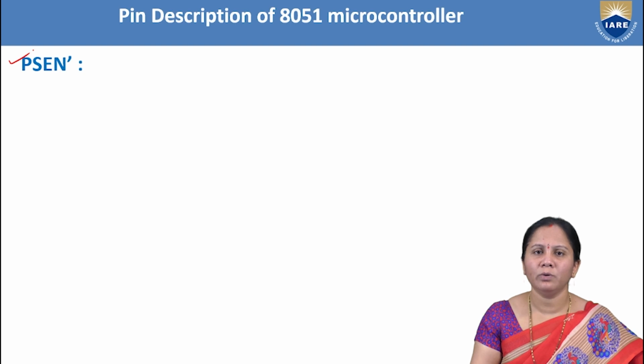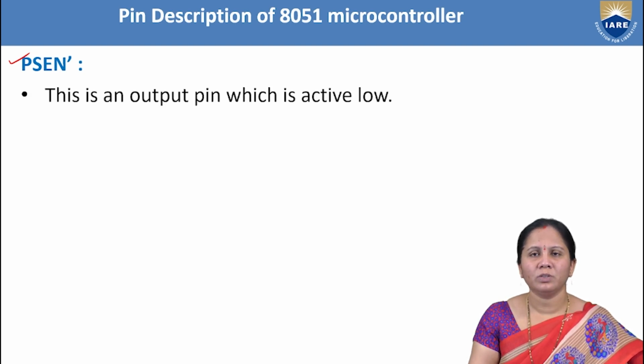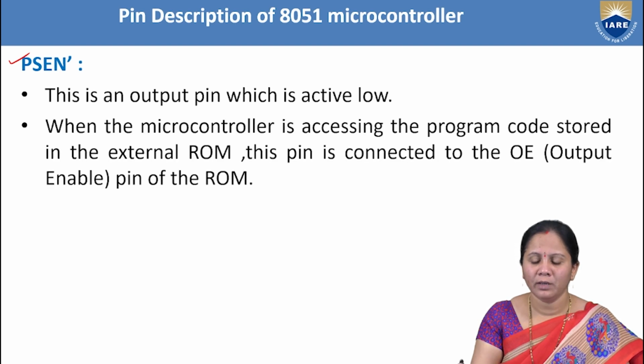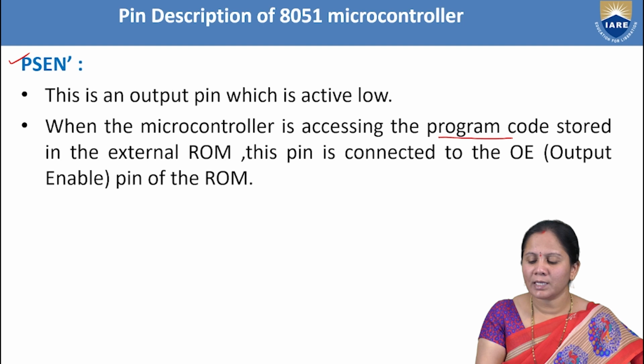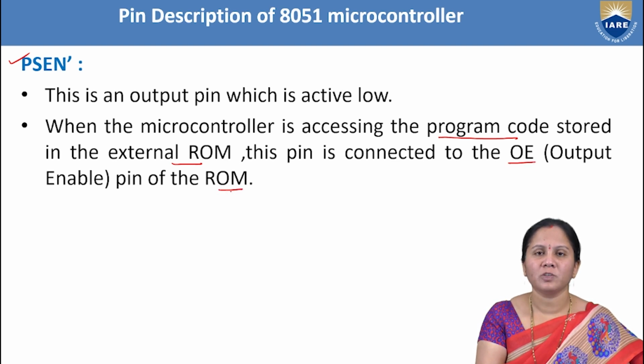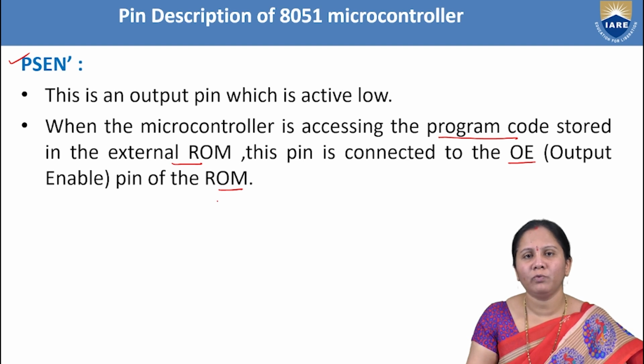So this is an active low signal. It stands for program store enable. This is the output pin which is active low. When the microcontroller is accessing the program code that is stored in the external memory, this signal will be connected to OE, that means the output enable pin of ROM. Generally, if you see the pin diagram of ROM, OE is one of the pins. So this will be connected to the OE.